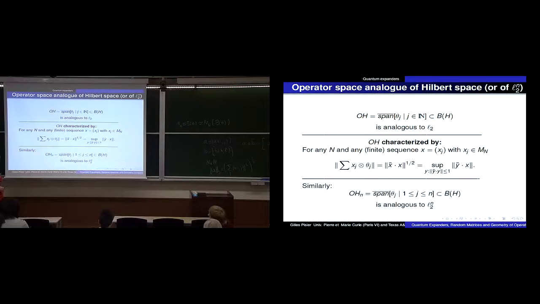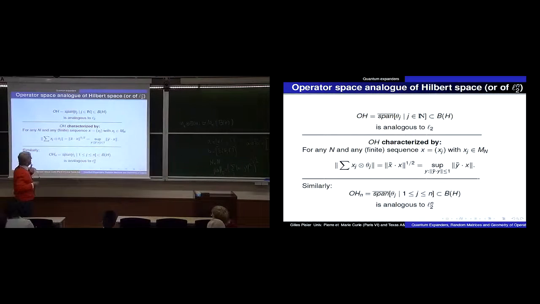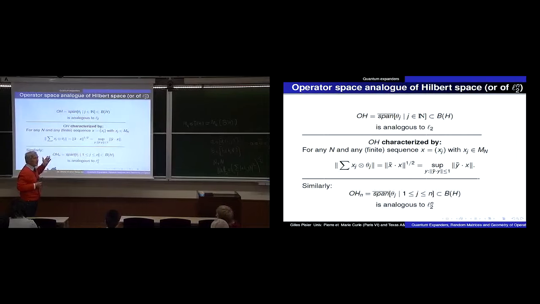Just a reminder, what was theta j? Theta j exists. I'm now asserting a fact: there is a sequence in B of H. One can prove this. It's something I proved, and it turns out to be fairly easy. There is a sequence in B of H that satisfies this. And so there is a space which I call OH, which is the linear span of this sequence, that is in some sense characterized by the property which is here.